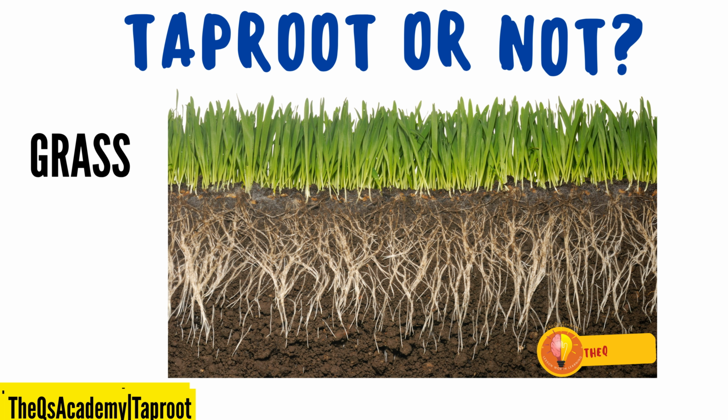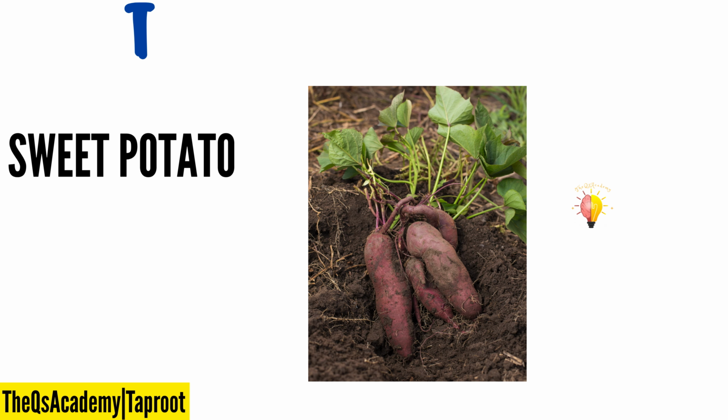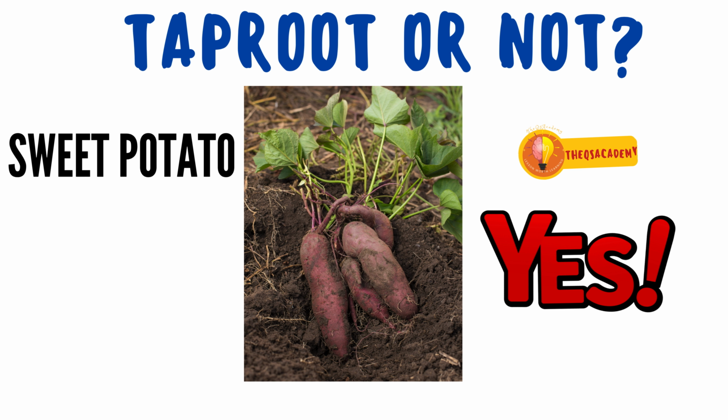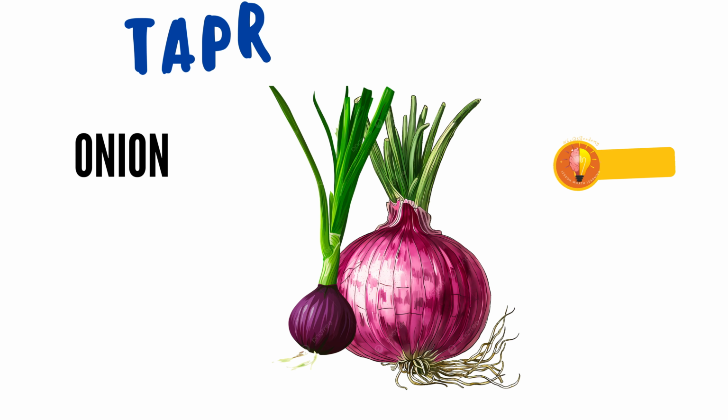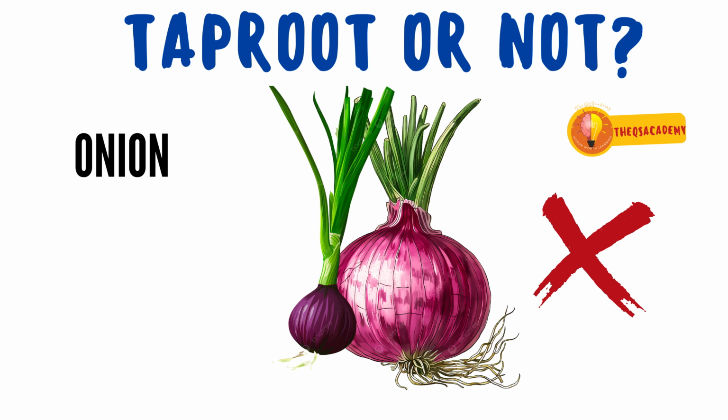How about grass? Is it a taproot or not? Not. Grass has fibrous roots. Sweet potato. Taproot or fibrous root? Correct, it's a taproot. How about onion? Taproot or fibrous? Yes, it's fibrous. It's not a taproot.